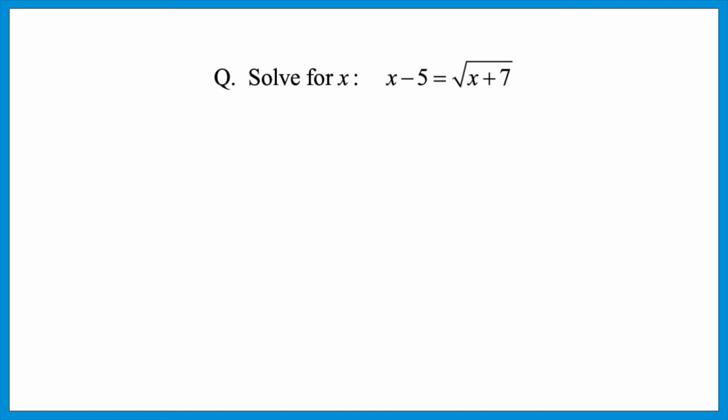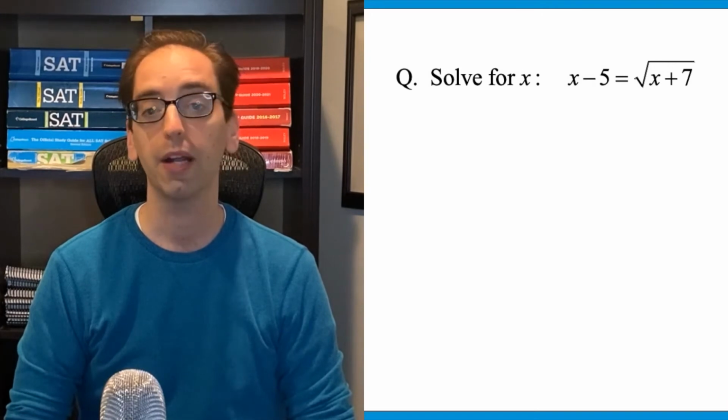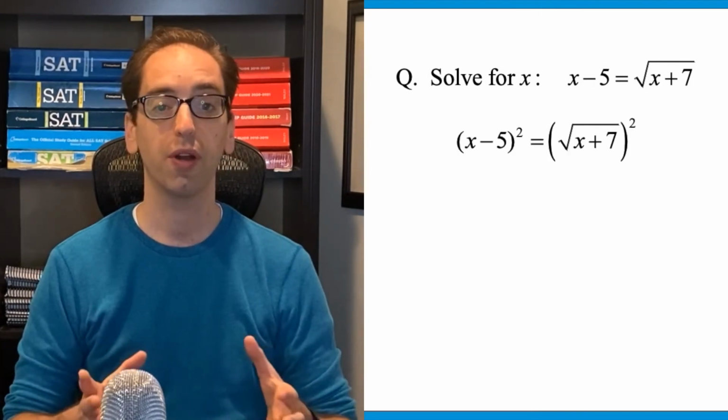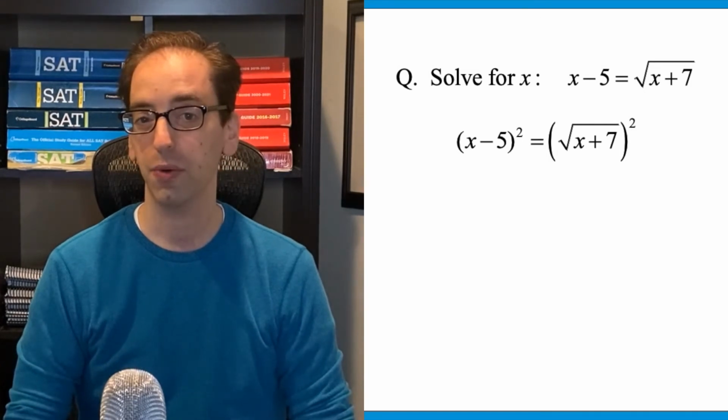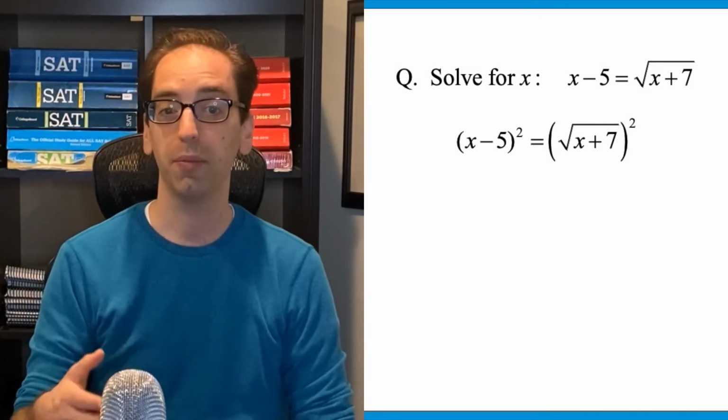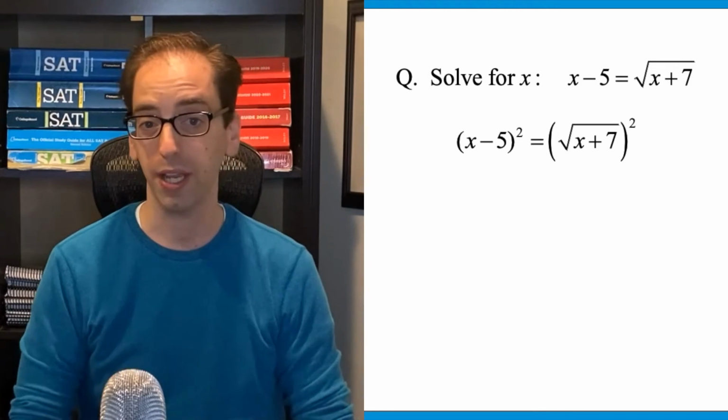Solve for x. X minus 5 equals the square root of x plus 7. Press pause, give it a shot. The first thing to do here is to get rid of that radical. That means we have to square both sides. And be very careful on the left side. That doesn't become x squared minus 5 squared. You have to double distribute, or FOIL, depending how you were taught.